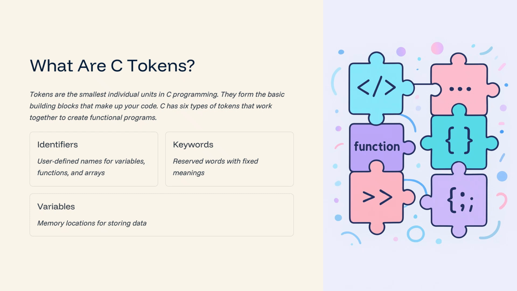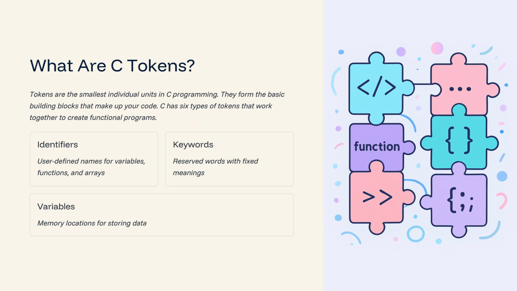Any small individual unit, you are going to call it a token. So tokens are the smallest individual units in C programming. They form the basic building blocks that make up your code. C has 6 types of tokens that work together to create functional programs. Just as in English, sentences are made of words, C programs are made up of tokens.